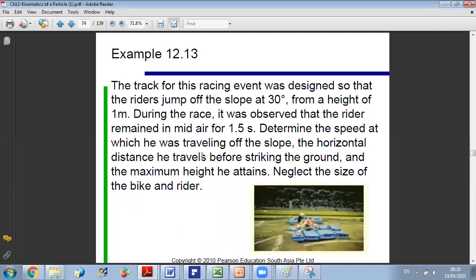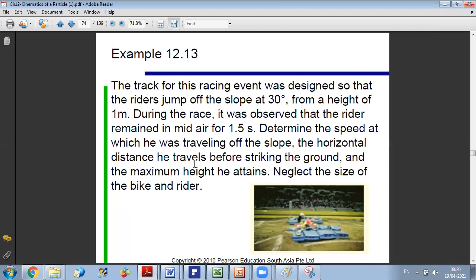Another problem. The track for this racing event was designed so that the riders jump off the slope at 30 degrees from a height of 1 meter. During the race, it was observed that the rider remained in mid-air for 1.5 seconds. Determine the speed at which he was traveling off the slope, the horizontal distance he traveled before striking the ground, and the maximum height he attains, and neglect the size of the bike and rider.